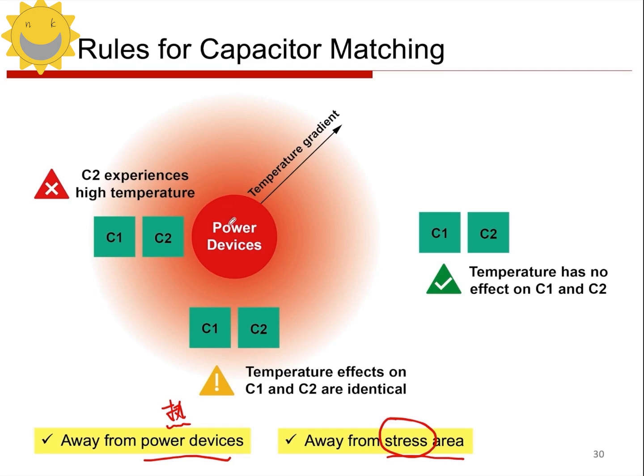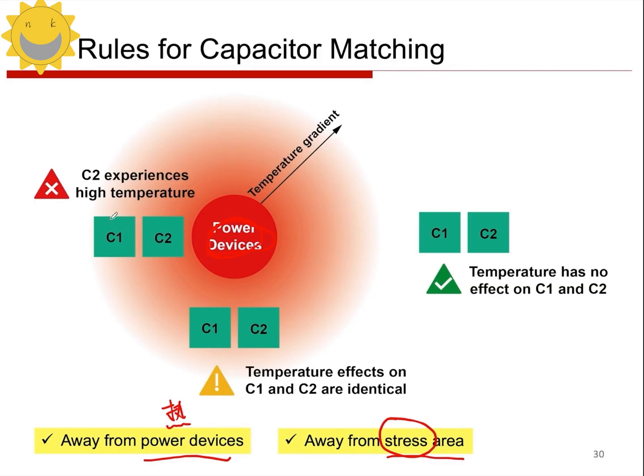For example, let's say this central position here is where we have a power device. We placed a high power device here, and it will generate heat. This will create a temperature gradient that radiates outward from the power device. So the temperature at the center will be the highest, while the temperature at the edges will gradually decrease. There is such a thermal gradient.